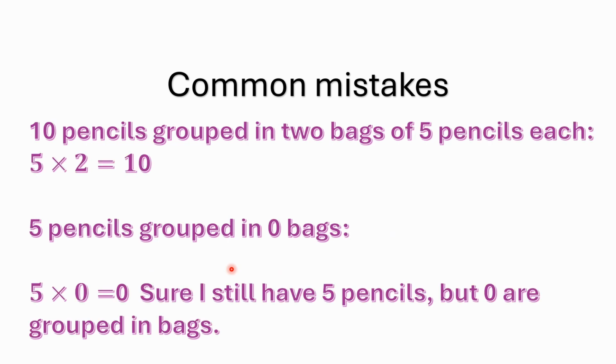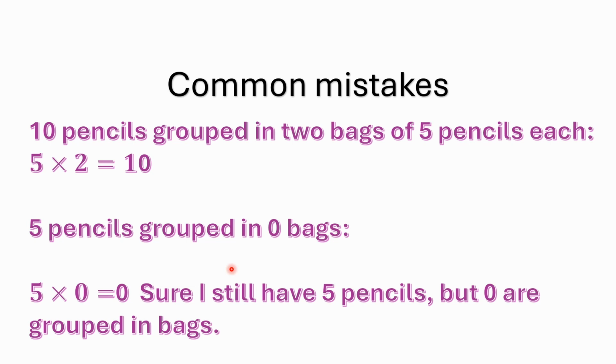Another way to think about multiplication has to do with groupings of things. A lot of people tell me, well, if I have 10 pencils and I multiply 10 pencils by 0, I still have my 10 pencils. Well, you sure do, but that's not what the question is. The question is about groupings.